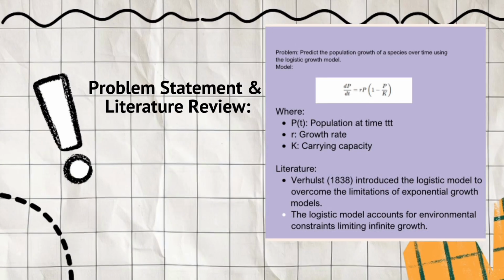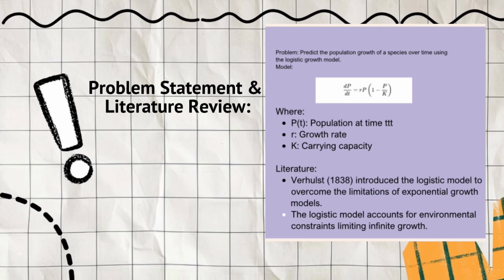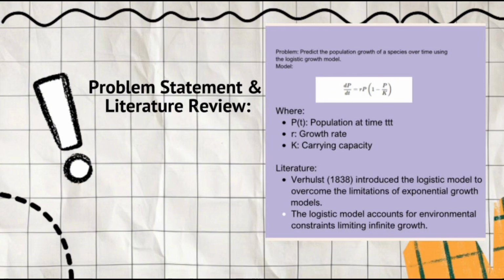Problem statement and literature review. The problem I explore is predicting population growth over time. In real life, resources are limited, so populations don't grow indefinitely. The logistic growth model captures this behavior. The differential equation for logistic growth is dP/dt = rP(1 - P/K), where P is the population, r is the growth rate, and K is the carrying capacity.